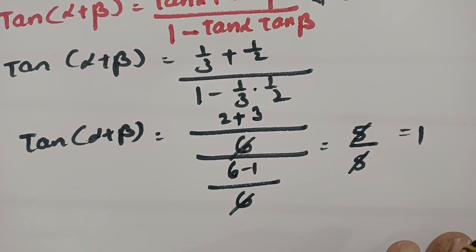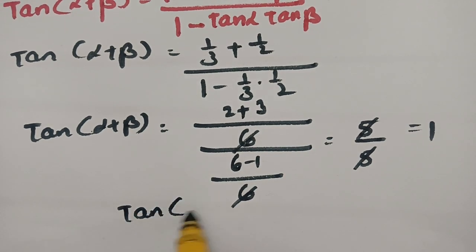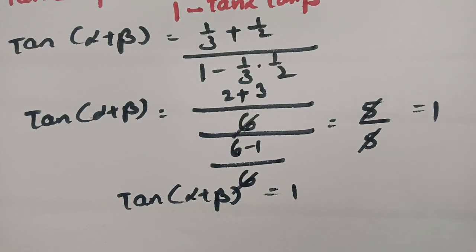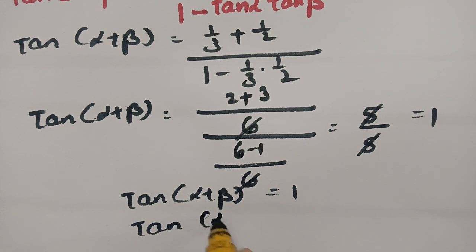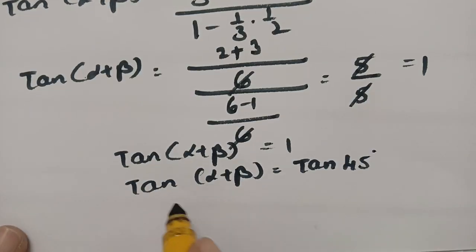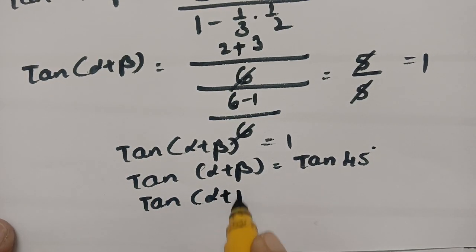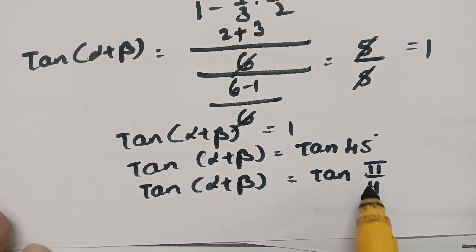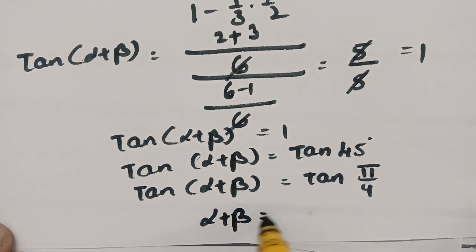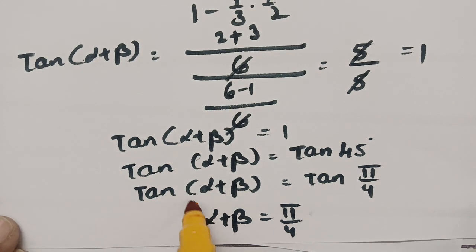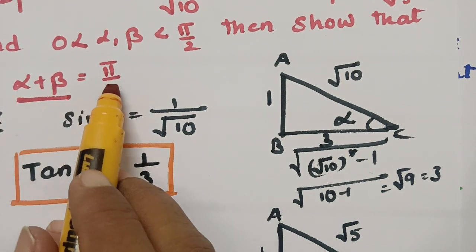So 1 can be written as tan 45 degrees. We got tan of alpha plus beta as 1, which can be written as tan 45 degrees, and 45 degrees is pi by 4. So if we equate, then alpha plus beta value is equal to pi by 4. So is it not easy? So we got alpha plus beta value as pi by 4. This is what was asked to show, that alpha plus beta is equal to pi by 4.